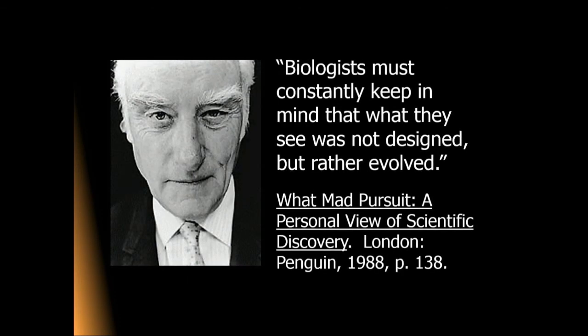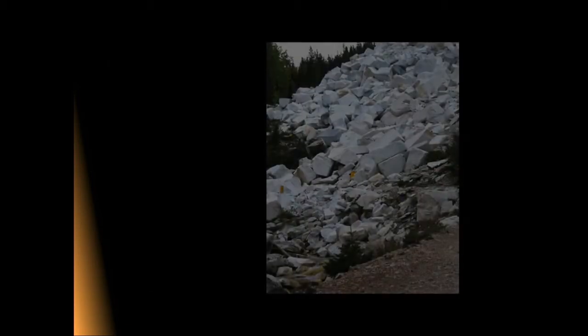So Francis Crick said this: biologists must constantly keep in mind that what they see was not designed but rather evolved. Why do they have to constantly keep in mind, oh, no, that looks designed, no, it can't be designed? Looks designed, but no, it can't be designed. So why? Because they're operating from a model. And this is a Nobel Prize winner talking here.